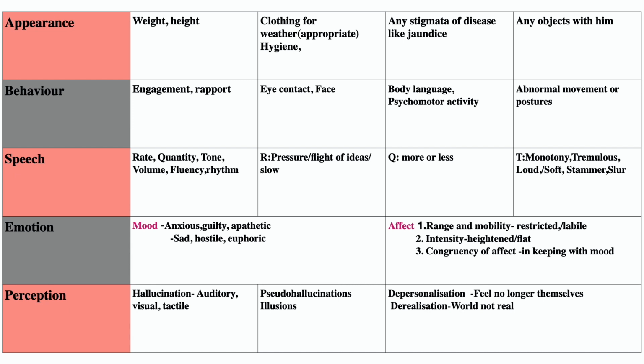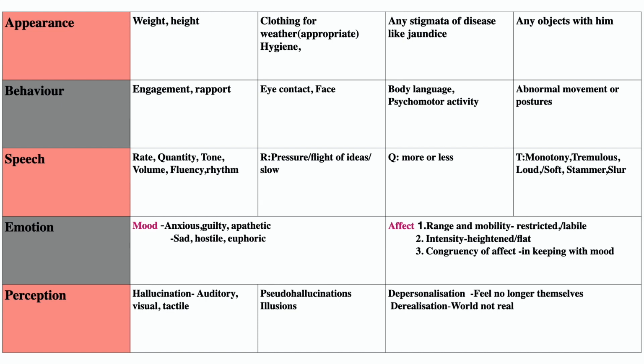Intensity of affect, whether it is heightened like in mania and some personality disorders, or it is blunted or flat like in depression, schizophrenia, or PTSD. Then congruency of affect, whether it is in keeping with their mood, whether the affect and mood are congruent with each other. So in emotions, we look at mood and affect.